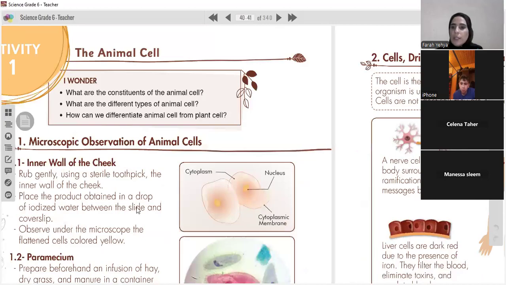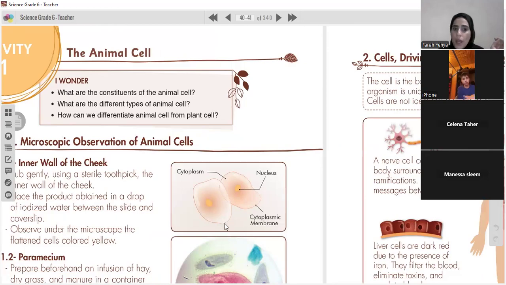Activity 1 about the animal cell. No need to open it, because I prepared a video. I prepared a PowerPoint. We have to discuss the points on them. Okay, no need to open your book now. Actually, when we say animal cell, we said from the people or from the animals. Everything taken from people or animals, we call it animal cell.